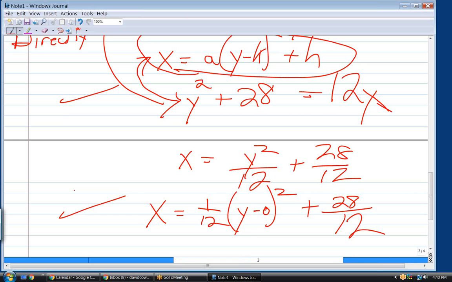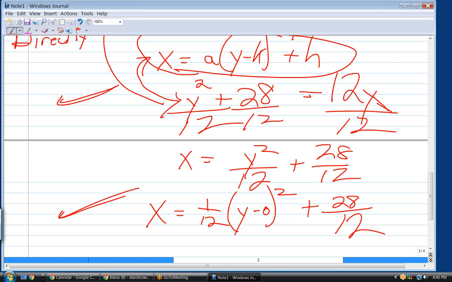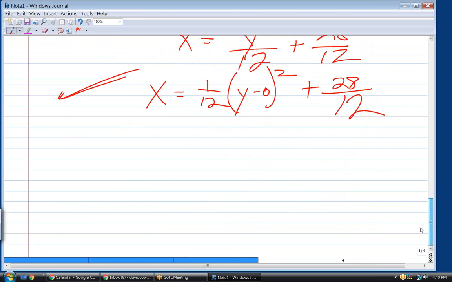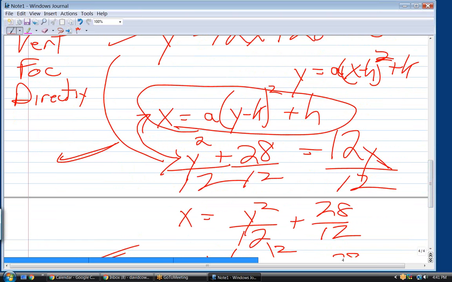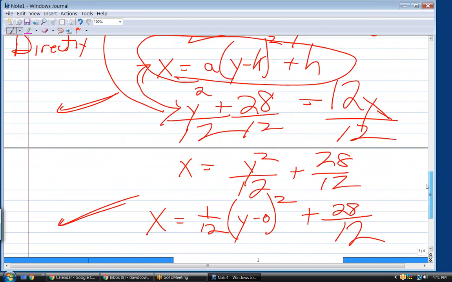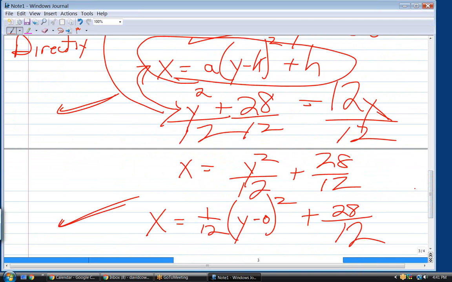Now, is this equation the same as that equation? And yes, it is. I've done nothing but divide both sides by 12. So, what we now have is x equals y squared over 12 plus 28 over 12. Well, notice that that's our general format right there. A is 1/12, k is 0, and h is 28 divided by 12.